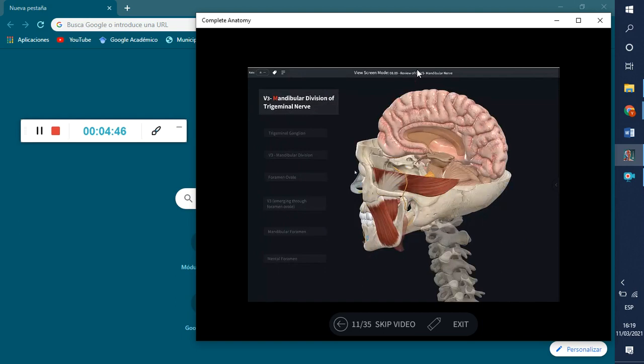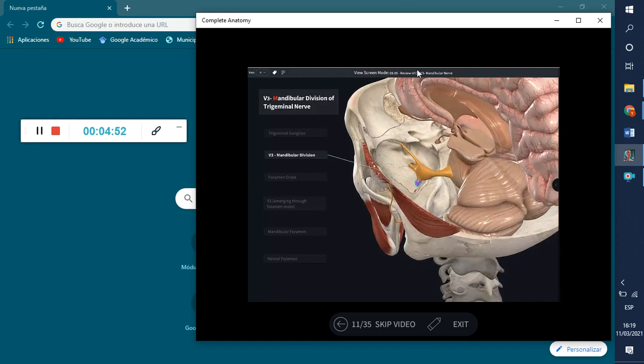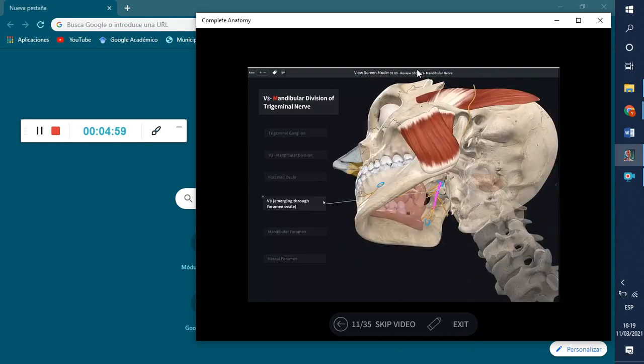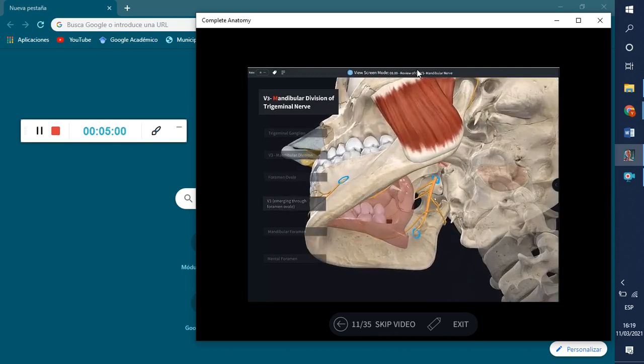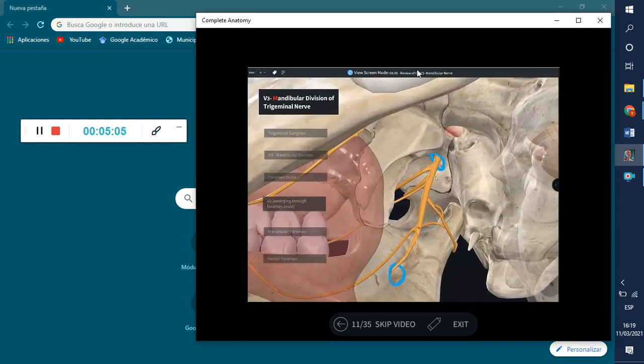The most substantial part of the trigeminal nerve or trigeminal ganglion is the mandibular division, down here. It passes through an oval opening called the foramen ovale, and it emerges through the foramen ovale down here. See if I can zoom in a little bit more. Sure enough, here it is passing through the foramen ovale.